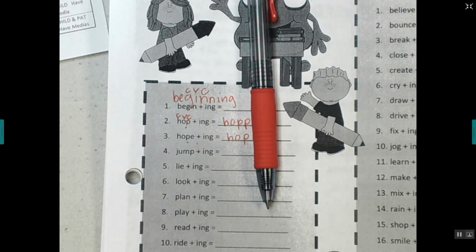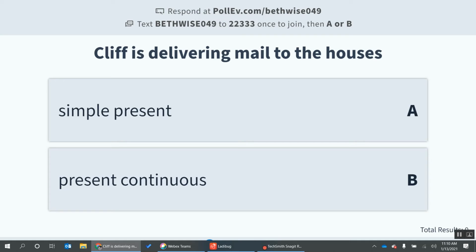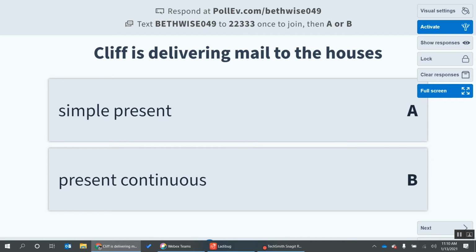All right, and now we're going to go real quickly over simple present or present continuous. Okay, so really fast, I just want to go through some examples. All right, so look at this sentence up here. Cliff is delivering mail to the houses. Is this simple present or present continuous? So we have the to be verb, and then we have deliver, and then the ing. So this is actually present continuous. All right, so it's B. Let's look at the next one.